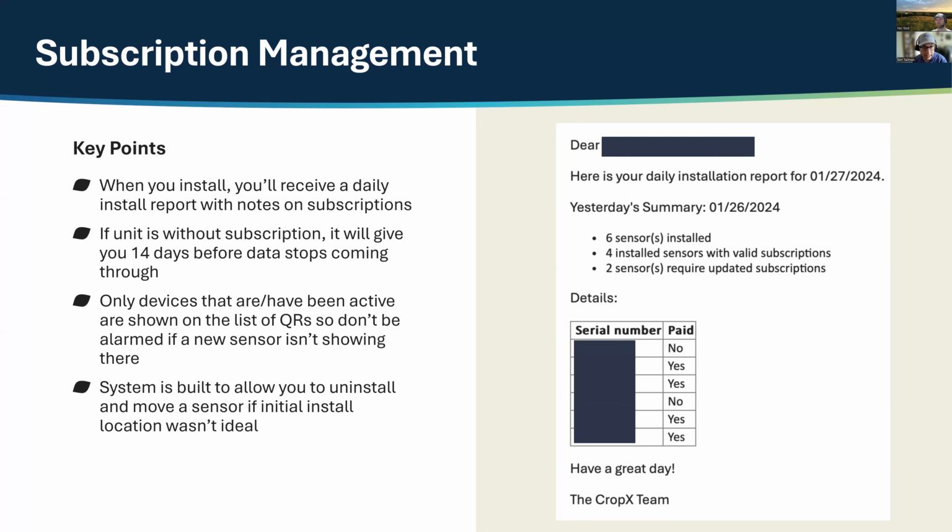Another note to note here is that only devices that are or have been active are shown on the list of QR. So if you just got a new unit and it's not showing up there, don't be alarmed. It will show up there eventually. And also, I think this is an important point for you. The system is built to allow you to uninstall and move a sensor if the initial install location wasn't ideal. So if you uninstall and reinstall that sensor, you're not burning additional credits for each install there. You're okay to go ahead and move a sensor, and it'll still only need that initial credit that you've applied to it for that season.